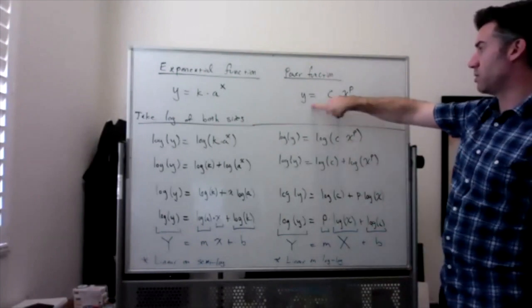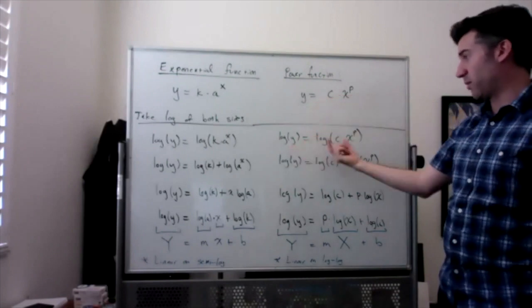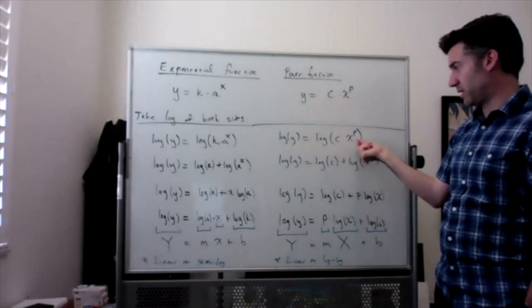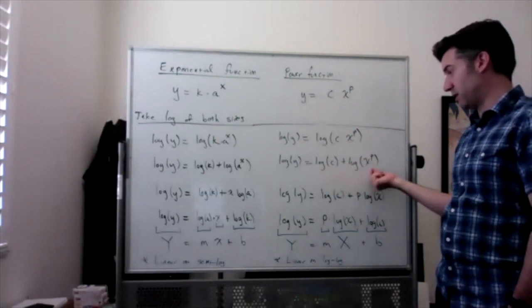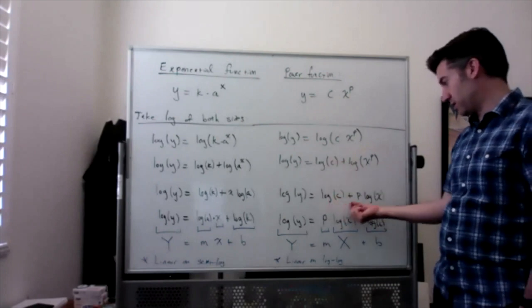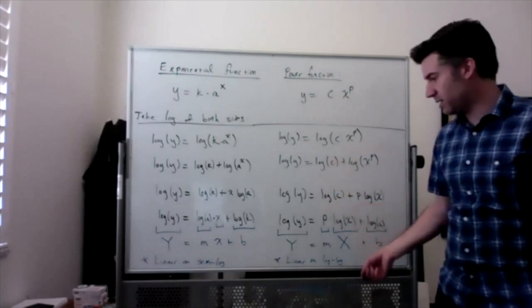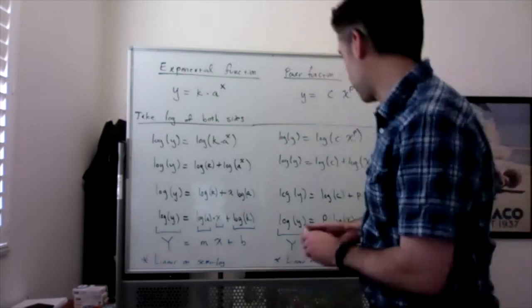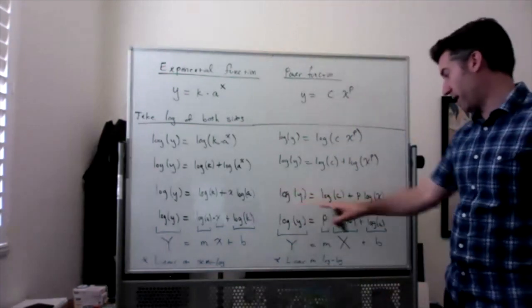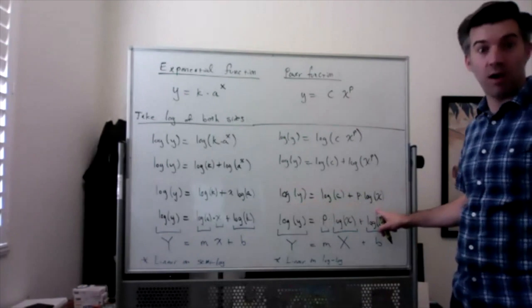So then we're going to take the log of both sides. Again, we're going to break up this piece like we did before. So log of c times x to the p is log of c plus log of x to the p. And then this power can come down in front. So we get log of c plus p times log of x. In this, we have a log of y and a log of x. So it's a log-log transformation, right?